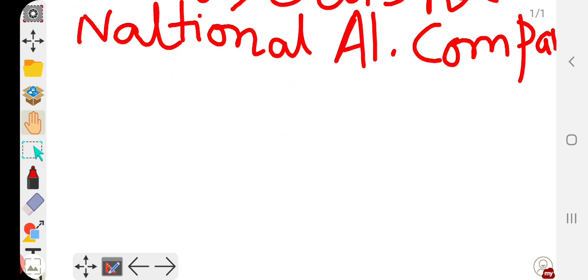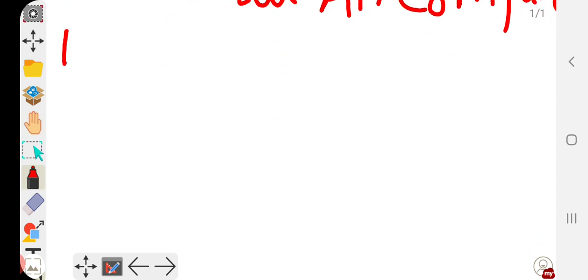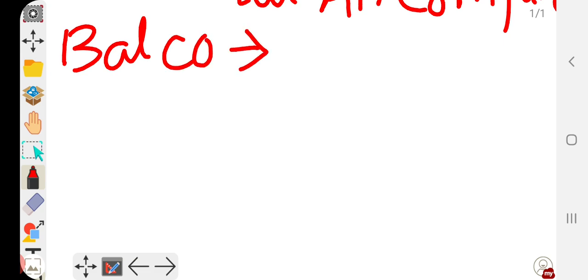Next, lastly, Balco, which is situated in Chhattisgarh.